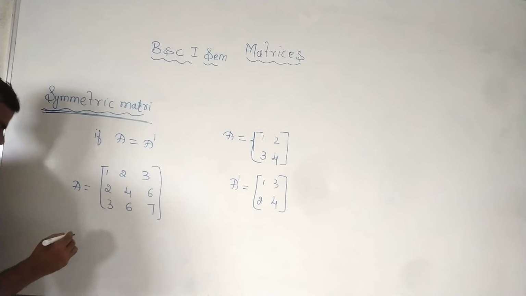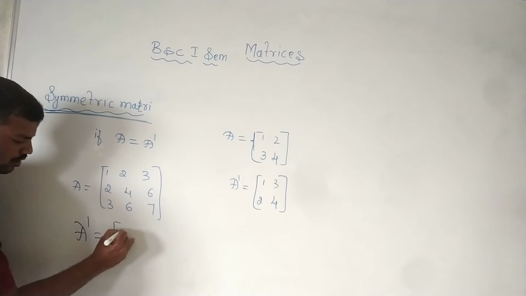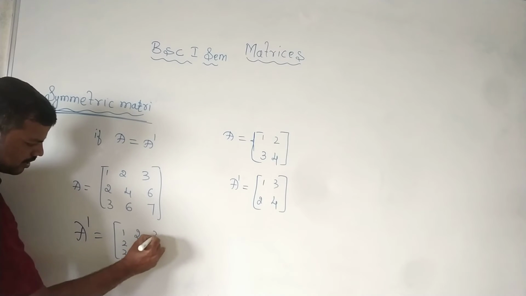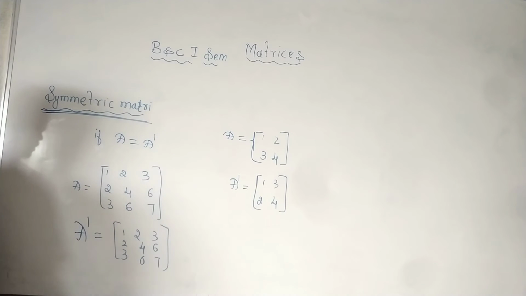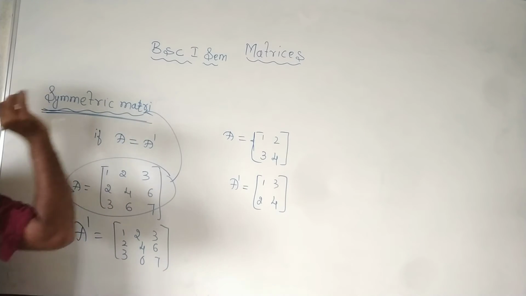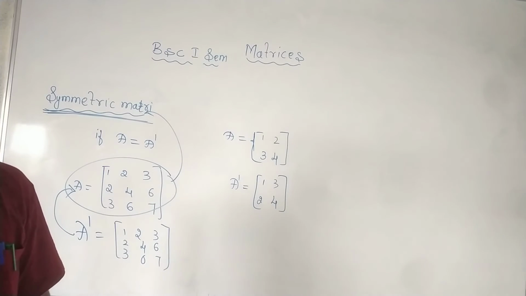If you transpose it, A transpose, once again we get 1 2 3, 2 4 6, 3 6 7. The same comes, there is no change. So the two are equal, and for that reason this A is called a symmetric matrix.